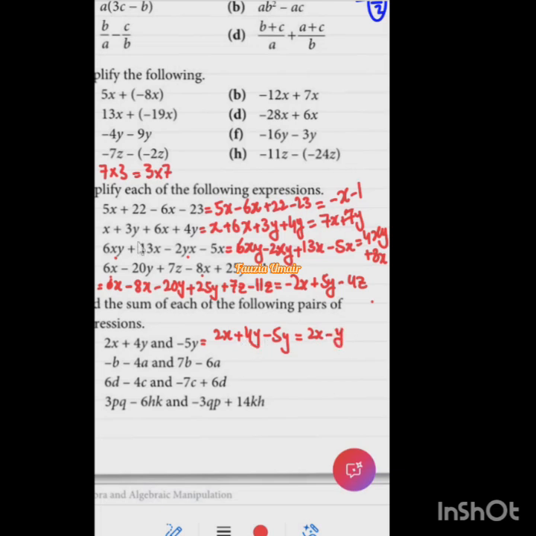Minus y, right? So just like any other language, algebra also has some rules which we need to follow.